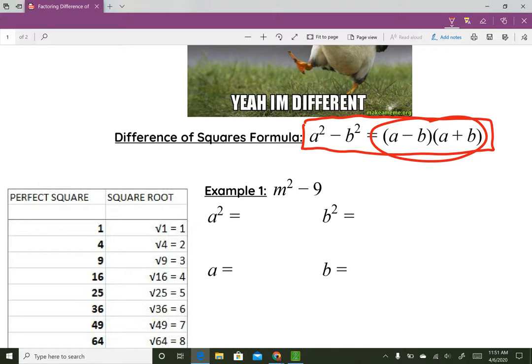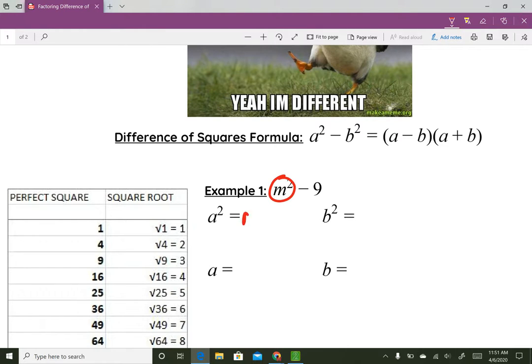So the first thing we want to figure out is, what is my a squared? What's my b squared? Well, a squared is just the thing that's out in front, so my a squared is going to be m squared. And my b squared is whatever is last, so that's just 9. And then, if a squared is m squared and b squared is 9, how do we figure out what a and b are?